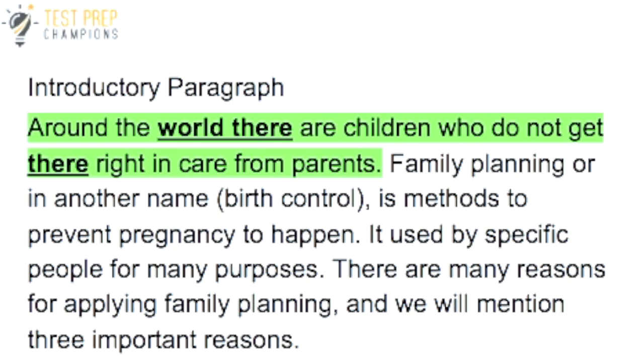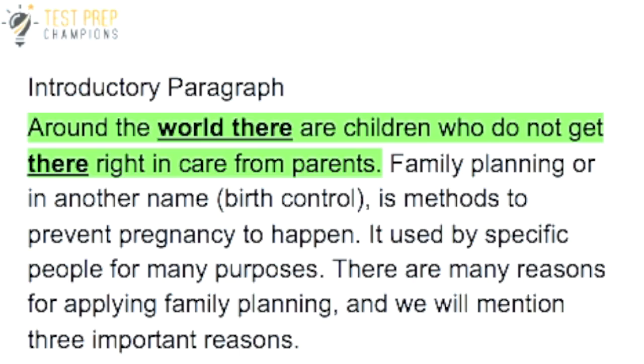When we see that you have "around the world," that is a dependent clause. In other words, it's an incomplete thought. It can't stand alone as a sentence. So we want to put a comma between the word "world" and "there."